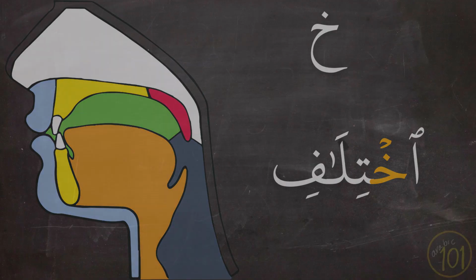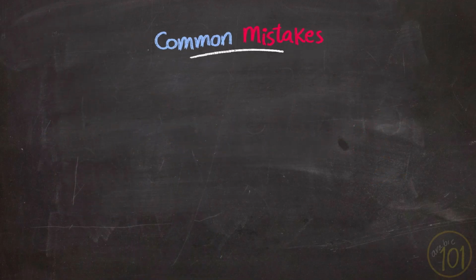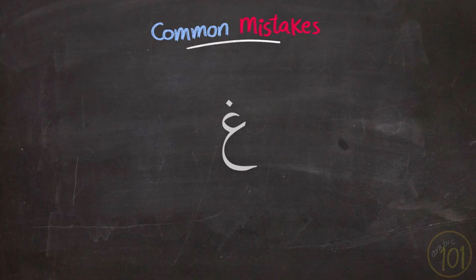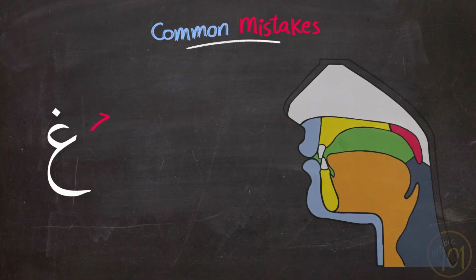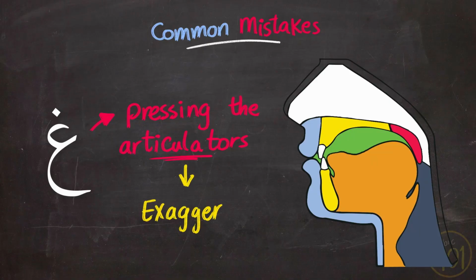Now, what are the common mistakes that we should avoid when producing these two sounds? We're going to start with the common mistakes of the ghain. The first common mistake is when the root of the tongue is pressed against the soft palate. This is usually caused by exaggerating the pronunciation of ghain, and also happens to most beginners.